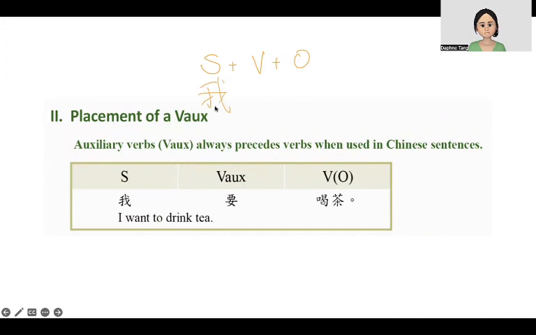我 is the subject, 喝 is the verb, drink, 茶 is the object, tea.